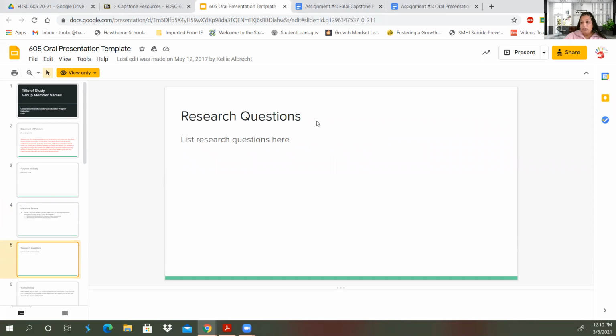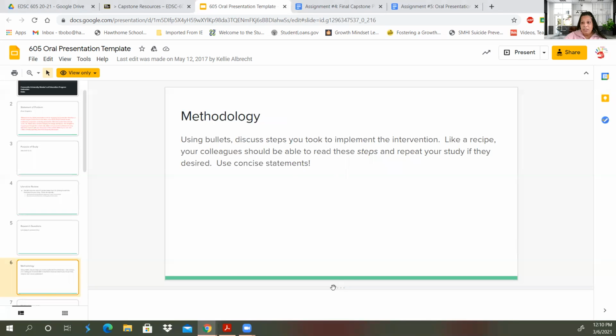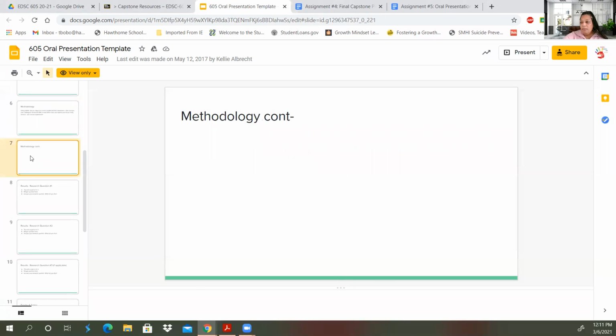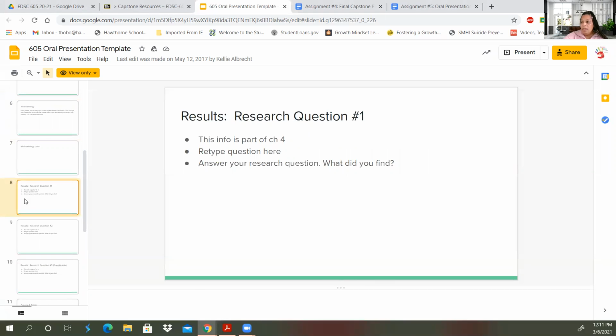Then you're going to put your research questions here on slide 5. Then you're going to talk about the methodologies. Again, the methodologies were more important when we were doing action research because we were creating a step-by-step process of how we were going to answer these questions. In this one, we are only using our journals and the information that we collected through the literature review. Slide 7, any methodologies continued.